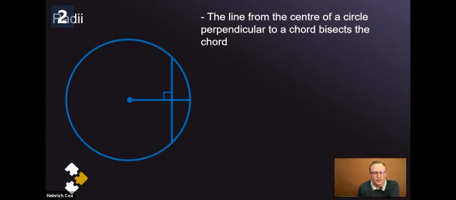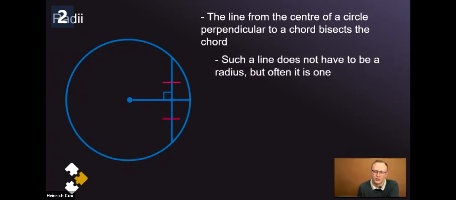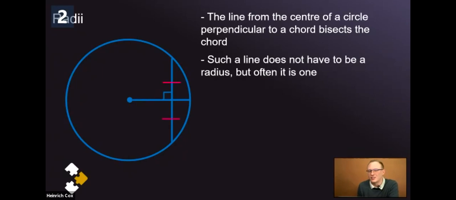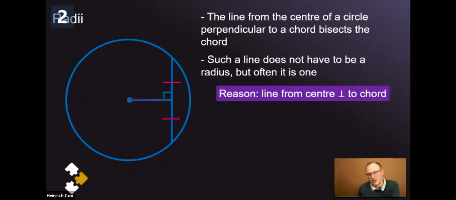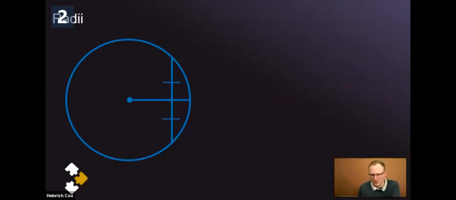Right, so if you've got a line from the center that's perpendicular to the chord, then you can conclude that the chord is being bisected, right? So those two things are equal in length. And note that even though I've put this under radii, it doesn't necessarily have to be a radius. Often it is a radius, but it can also just be a line from the center, as I've indicated there. And that's then line from center perpendicular to chord, all right?